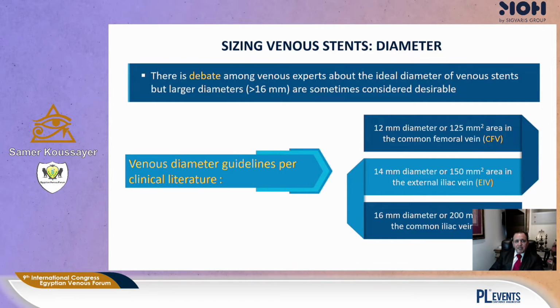There is a debate among venous experts about the ideal diameter of a venous stent, but in general, larger stents, more than 16, are the most desirable. So again, always go with a larger stent. Just to give you an idea about the size you need to use: for the common femoral vein, usually you need a 12 millimeter diameter; for the external iliac vein, usually it's 14 millimeter; and for the common iliac vein, about a 16 millimeter stent.